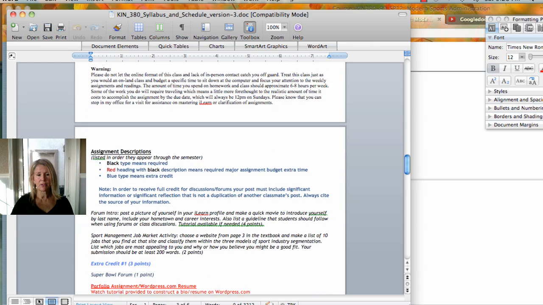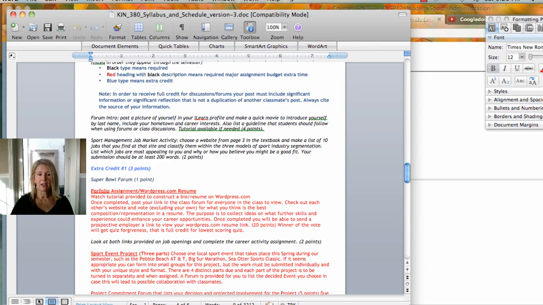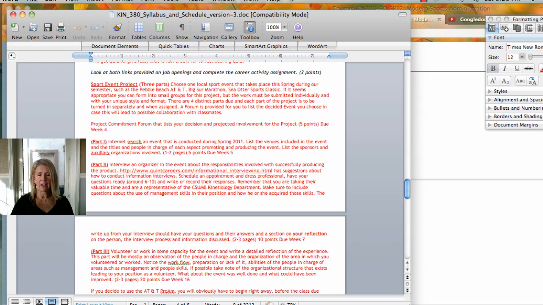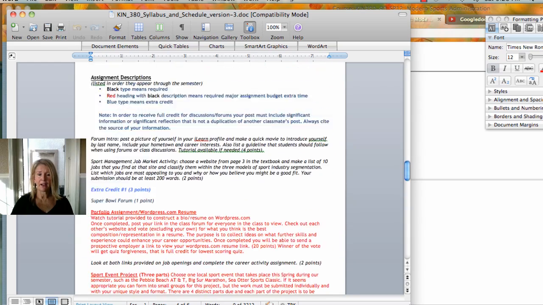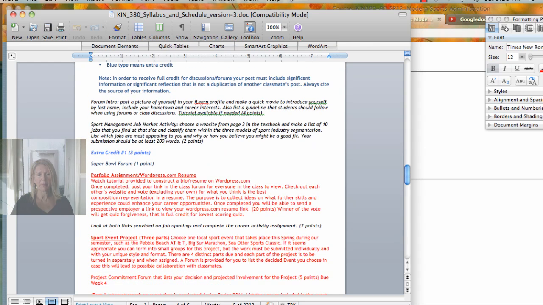The assignment descriptions is next. Here I have highlighted in red those assignments that will take considerably more time than the others. So I'm hoping you will read ahead and get an idea of the expectations so you're not caught off guard and your work won't be late. Blue means extra credit and black means required and just kind of an average amount of time to be spent.